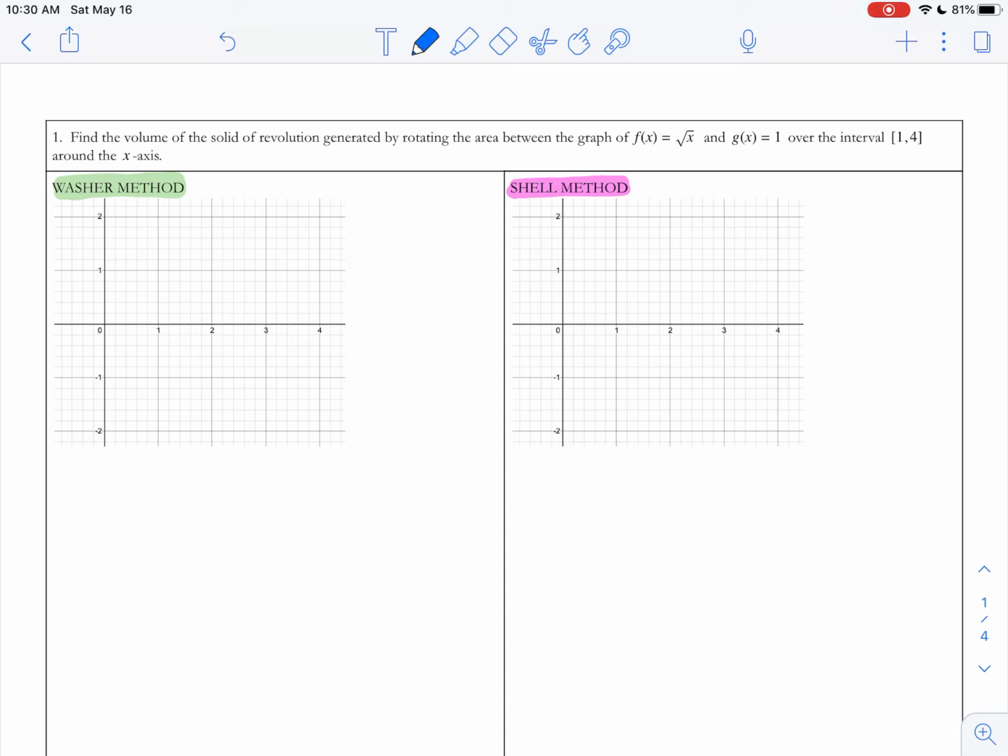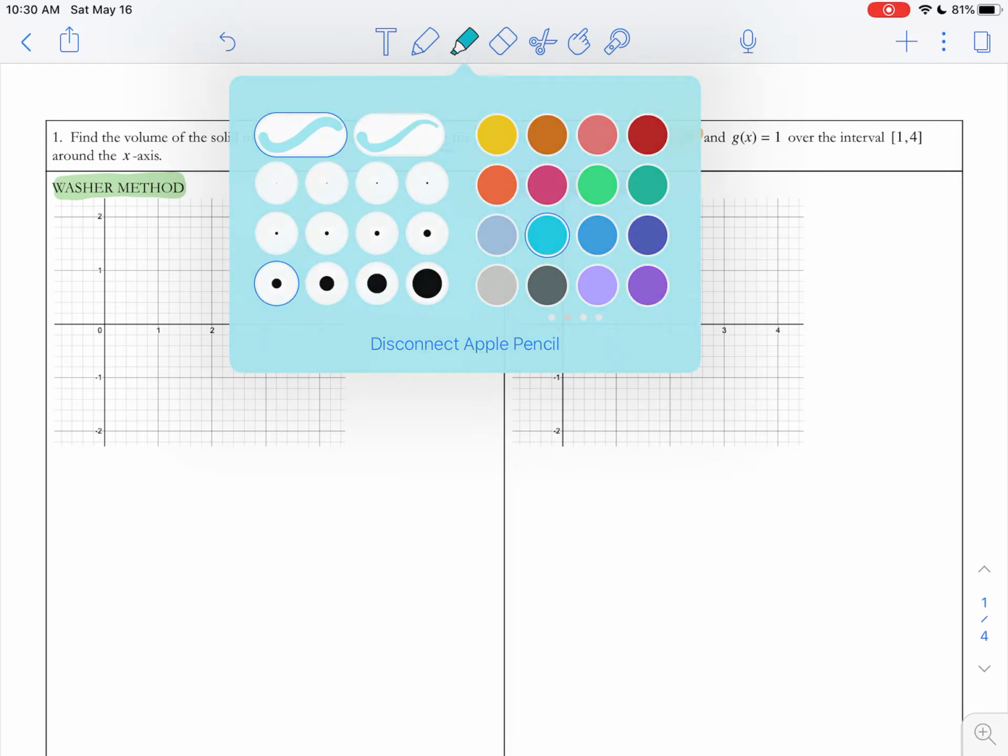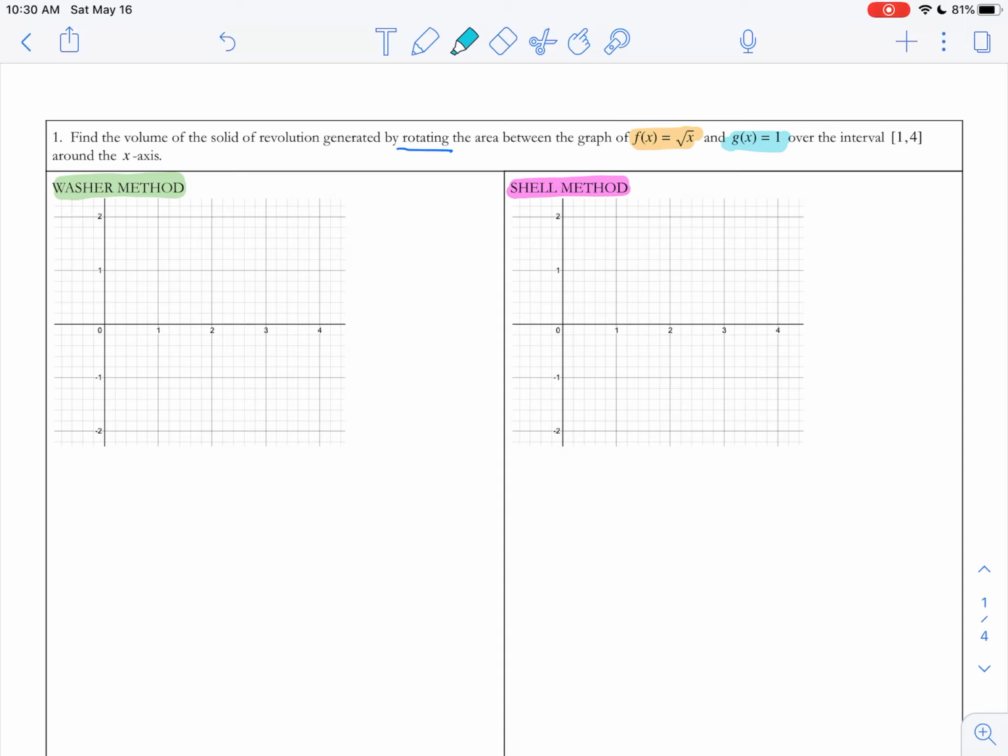It says, find the volume of the solid of revolution generated by rotating the area between the graphs of f of x equals the square root of x and g of x equals 1 over the interval from 1 to 4 around the x-axis. And so what we're going to do is we're going to sketch our graph. We're going to make f of x be the orange one, and we will make g of x be the light blue one. Okay, so we've got an orange curve and a blue curve, and I'm going to go ahead and draw the diagram for washer method first.